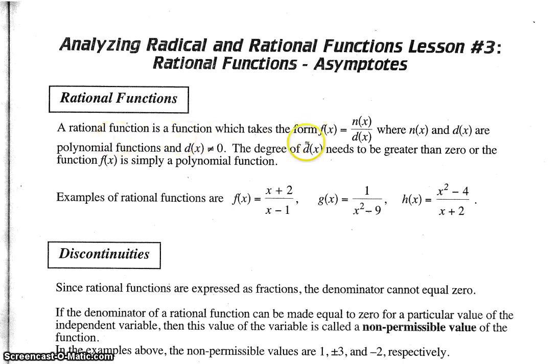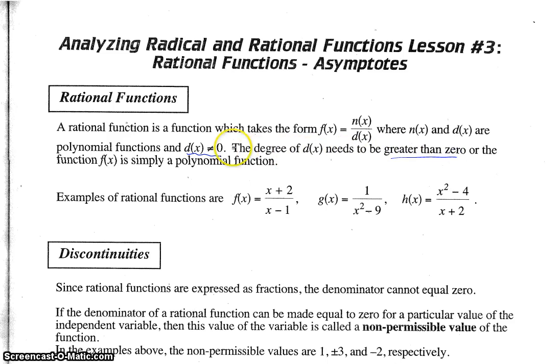It's a function that takes the form of f of x equals n of x over d of x, where n of x and d of x, the numerator and denominator, are both polynomial functions. The only condition is d of x can't equal 0, otherwise we'd be dividing by 0. Also, the degree of d of x needs to be greater than 0.